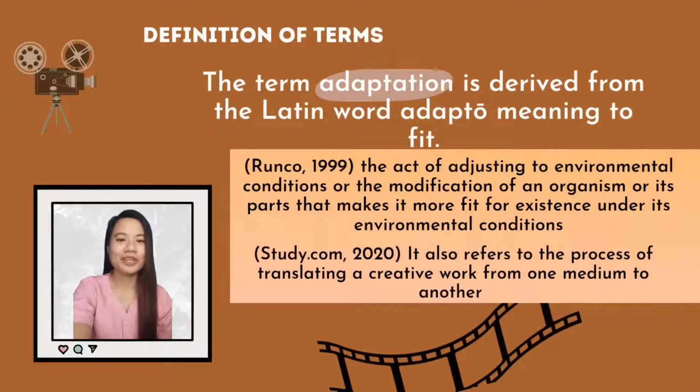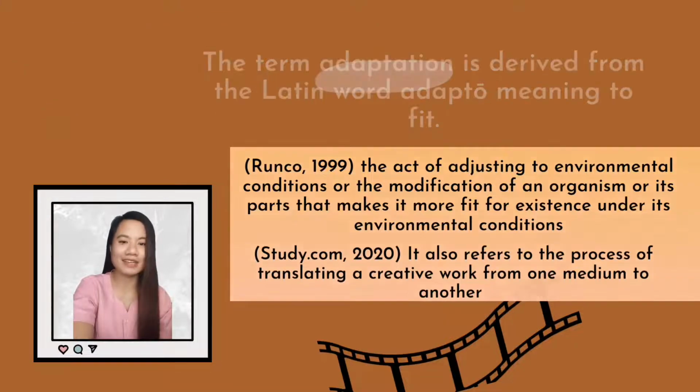For you to better understand our topic this morning, let's define a few terms. The term adaptation is derived from the Latin word adapto, meaning to fit. Its dictionary definitions are the fact of adjusting to environmental conditions or the modification of an organism or its parts that makes it more fit for existence under its environmental conditions. That's according to Runco 1999. It also refers to the process of translating a creative work from one medium to another. That's according to study.com 2020.